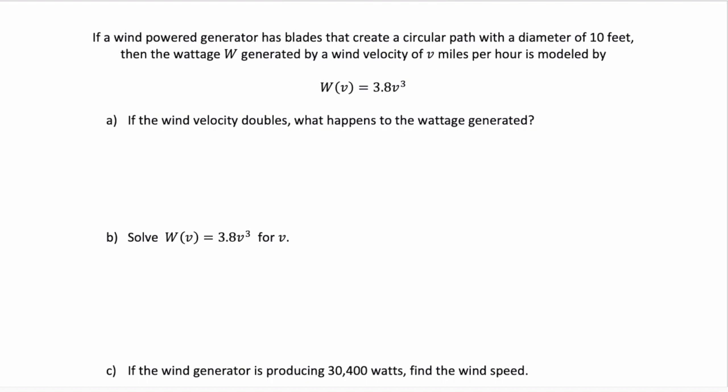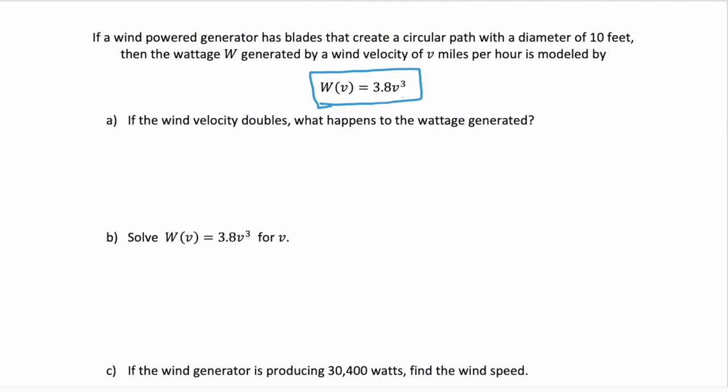We're told that this wind-powered generator has blades that create a circular path with a diameter of 10 feet, and that creates a wattage, W, generated by a wind velocity of V miles per hour, and it's modeled by this function. So W, the wattage, is equal to 3.8 times V cubed.